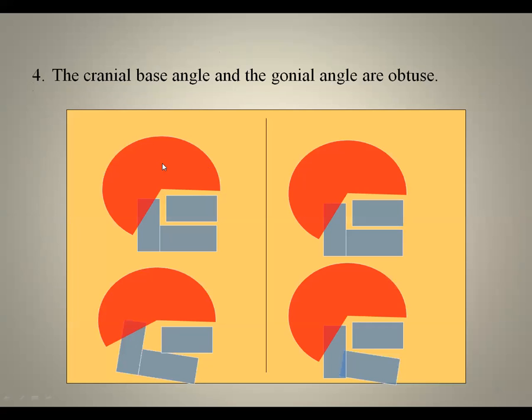Then in this picture, the cranial base angle and gonial angle are obtuse. See, this is a normal occlusion, a normal overbite case, whereas this is an open bite, where the gonial angle is increased, as well as the cranial base angle also increased.